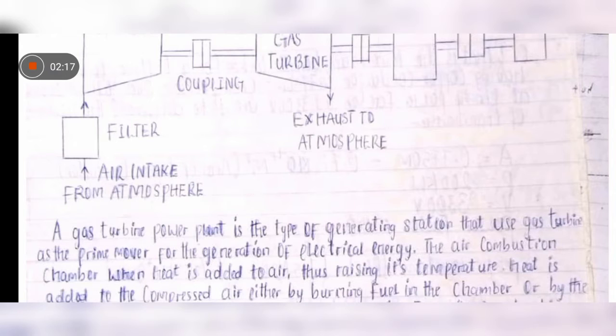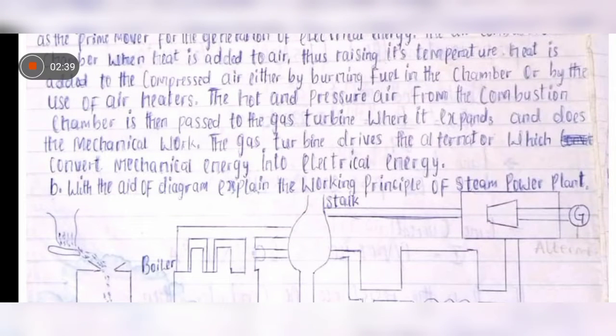A gas turbine power plant is the type of generating station that uses a gas turbine as the prime mover for the generation of electrical energy. In the combustion chamber, heat is added to the compressed air, raising its temperature, either by burning fuel in the chamber or by the use of air heaters. The hot, pressurized air from the combustion chamber is then passed to the gas turbine, where the heat is being transferred. The gas expands and gains mechanical energy. Now the mechanical energy is transferred to the alternator, which converts mechanical energy into electrical energy.